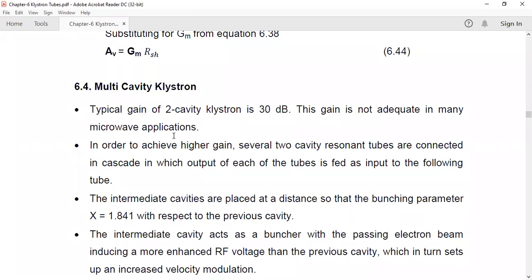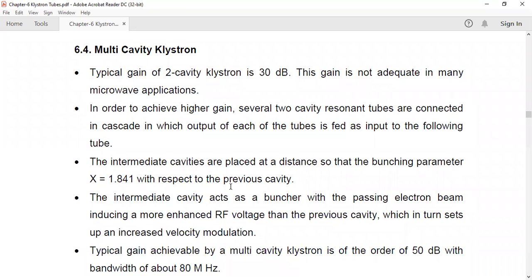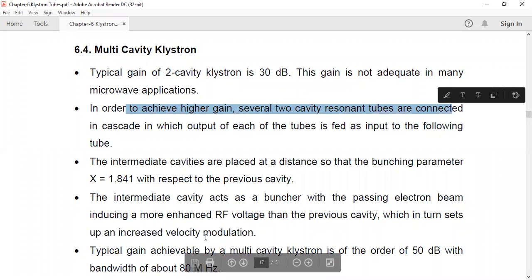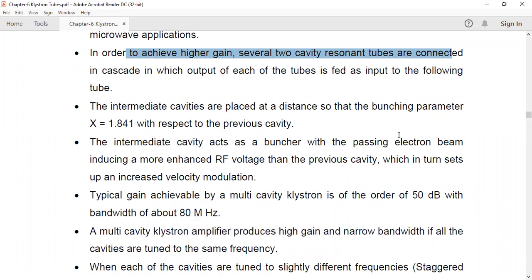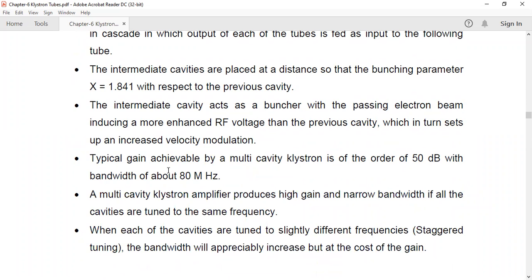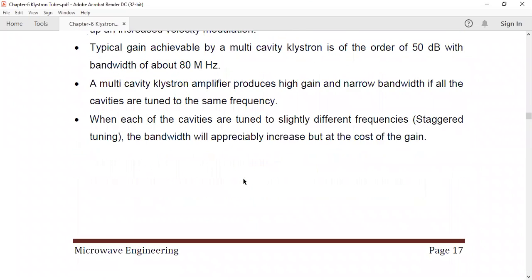The first cavity is a buncher cavity. There the velocity modulation takes place, and that will appear at the second cavity. Further and further it will increase the current, that means it increases the gain. So to increase the gain of the klystron, we can go for the multi-cavity klystron. In order to achieve higher gain, several two cavity resonant tubes are connected in cascade, in which the output of each tube is fed as input to the following tube. The typical gain achievable by the multi-cavity klystron is of the order of 50 dB with a bandwidth of 80 megahertz.